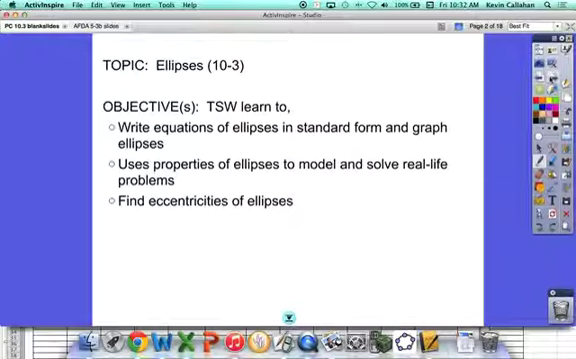So we will pretty much give ellipses the same treatment as we did for parabolas. With parabolas, besides putting it into standard form and graphing, understanding the parts, we did the reflective property, right? And for ellipses, we will do kind of eccentricities of orbits.